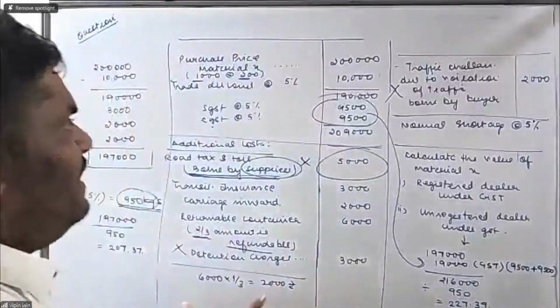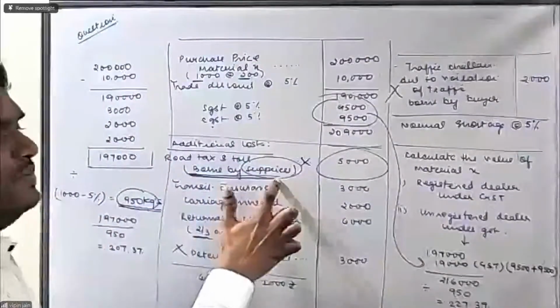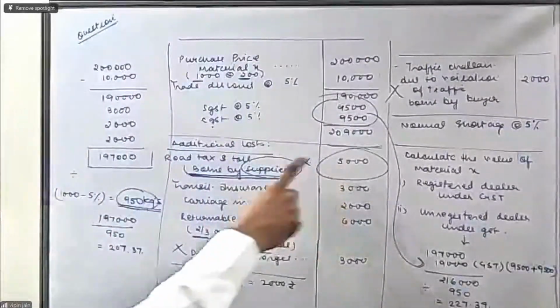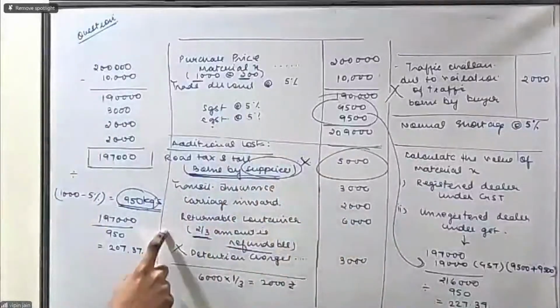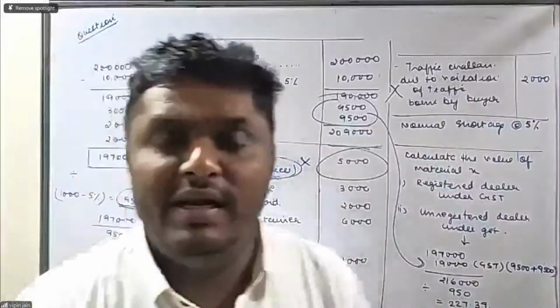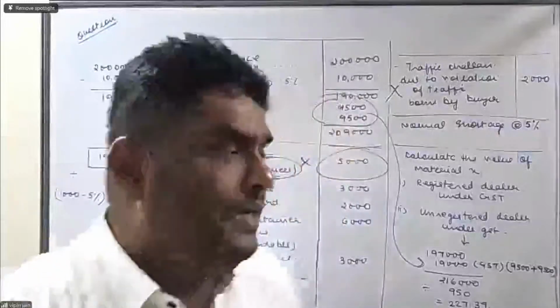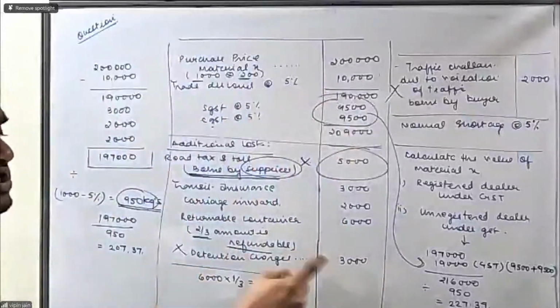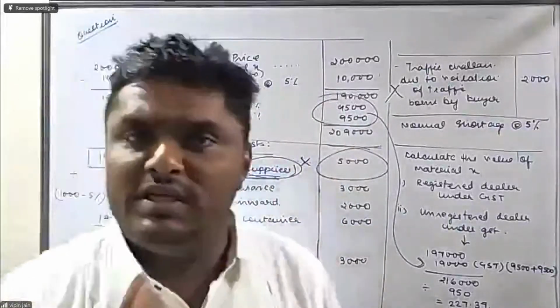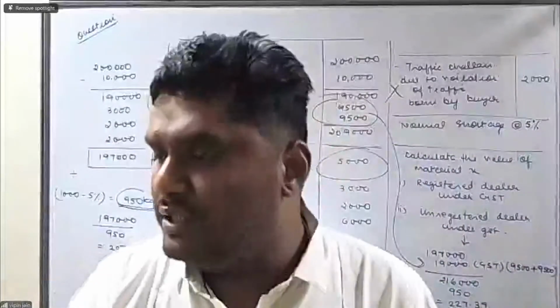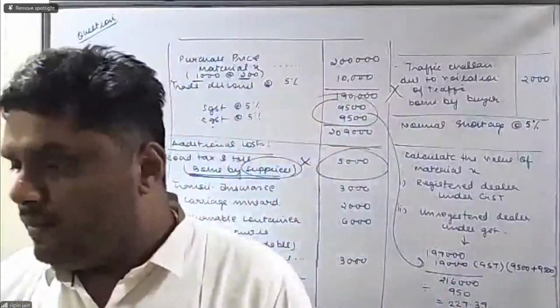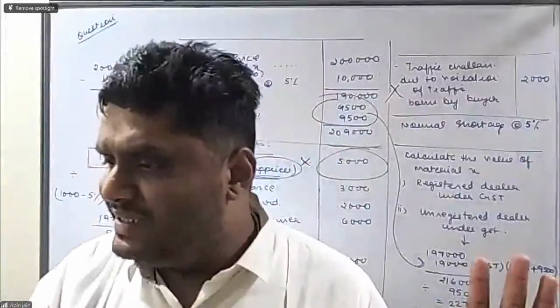So I repeat again, road tax is being borne by the supplier. That's why we have ignored it. Transit insurance, it is to be added. Carriage inward, it is to be added. The cost of returnable container, the amount that is borne by us is to be added. So 2,000. Detention charges being an abnormal cost, it is to be ignored. Traffic violation challan, again, it is an abnormal cost, it is to be ignored. I hope everyone's query is resolved.